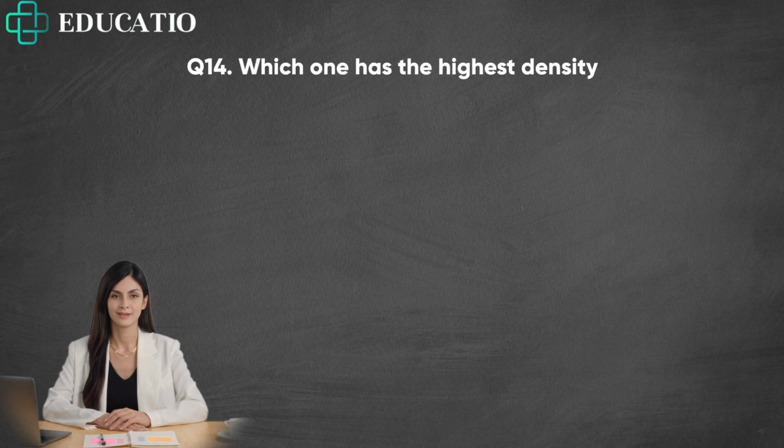Question 14. Which one has the highest density? A. Mist. B. Water. C. Steam. D. Ice.